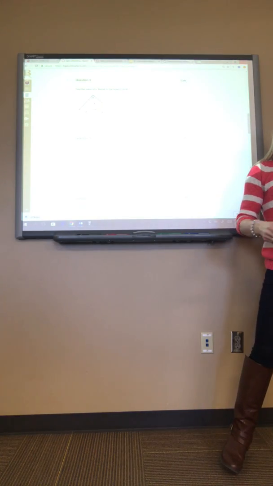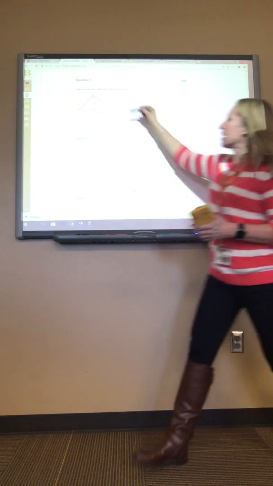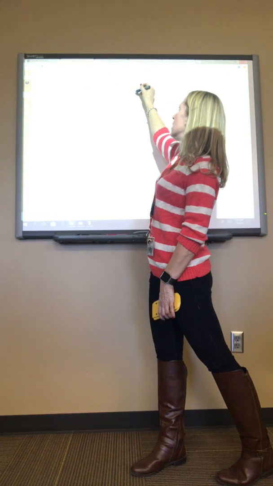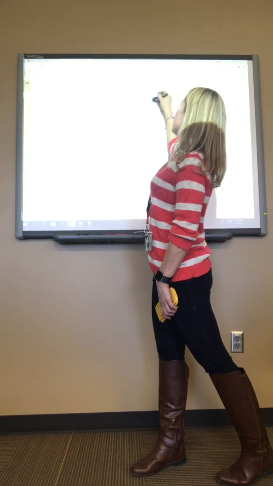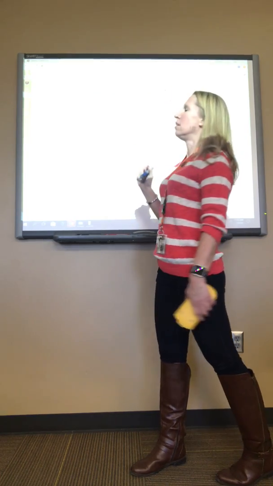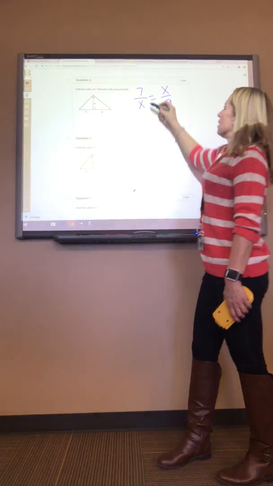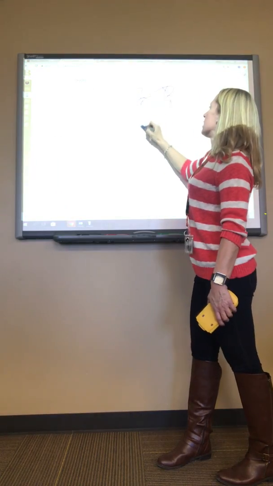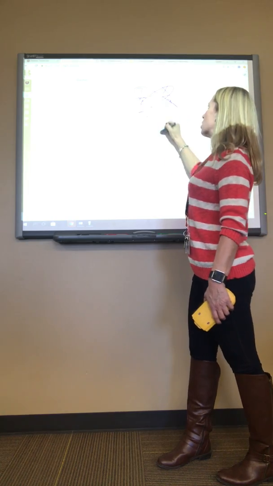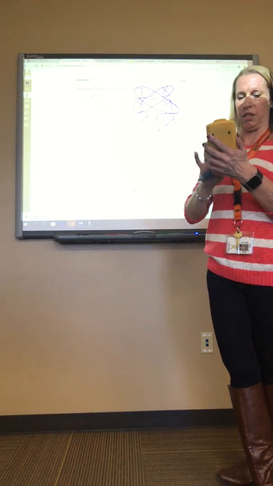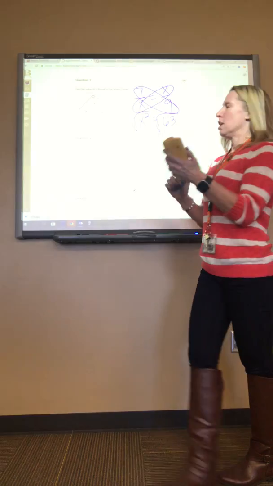Which number is going to go twice? X. So how could I set that up? X over 7 and 7 over X. 7 over x, x over 9. And then 63. So x times x is x squared. 9 times 7 is 63. You have to square root. I don't know what the square root of 63 is. Wait, how do you square root that?